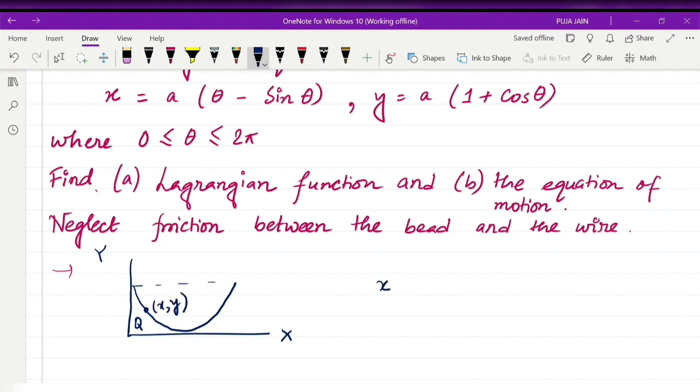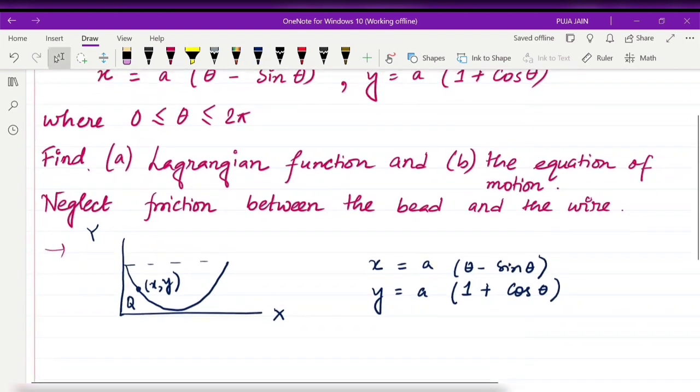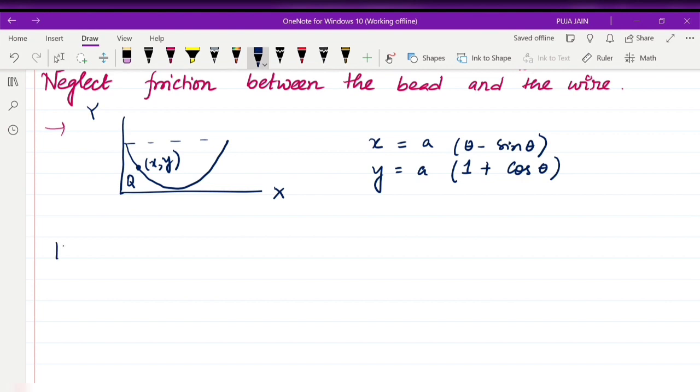Now the expression is given, x equals a (theta minus sine theta) and y equals a (1 plus cos theta). Now first, to find the Lagrangian function, we need to find the kinetic energy and the potential energy, right? Now kinetic energy is clearly half m (x dot square plus y dot square). Here our generalized coordinates are x and y.